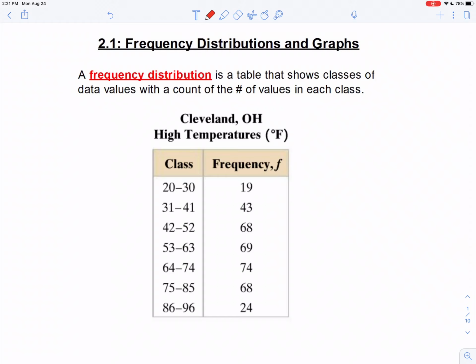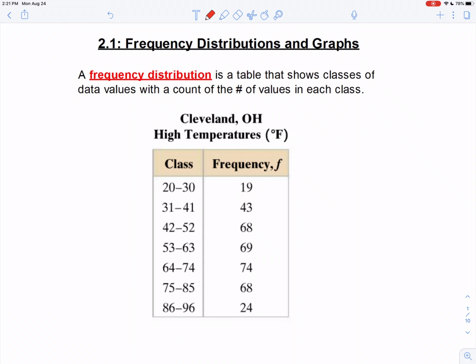Okay, so in section 2.1, we're going to be talking about how to construct a frequency distribution, and that just means how do we put data into classes. And then we're going to talk about 3 different graphs that we can construct from that frequency distribution. So we're starting here with just an example of what a frequency distribution is and what it looks like. And like I said, all it is a table that groups data values into classes.